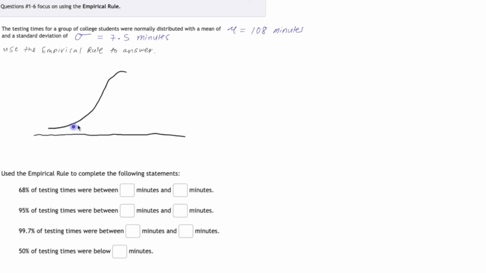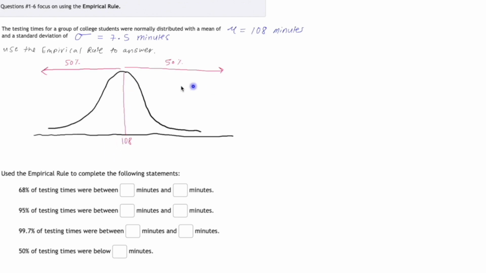First thing that we're going to do is draw, to the best of our ability, a nice symmetrical bell curve. Okay. From there, we want to go ahead and start using the information we know. We know that the mean goes right in the middle. So 108 minutes. So the question says the testing times for a group of college students was normally distributed with a mean of 108 minutes and a standard deviation of 7.5 minutes. So yes, the mean goes right in the middle.